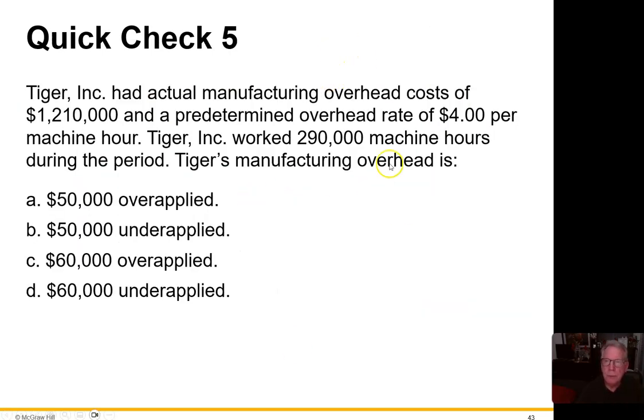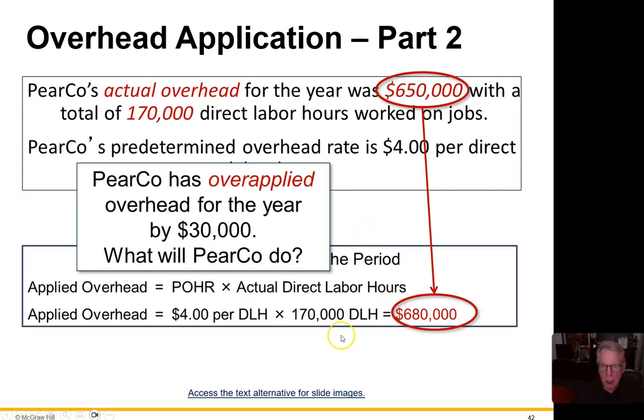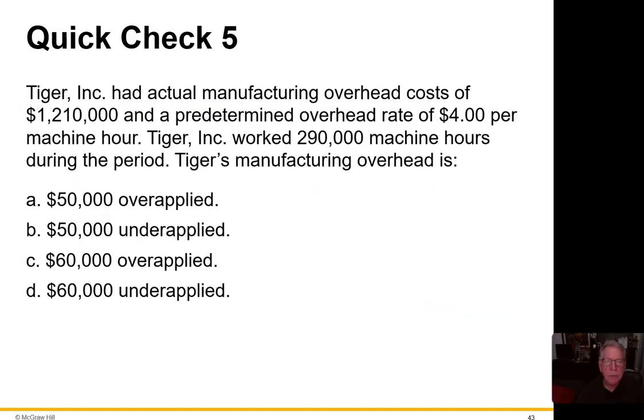Well, it doesn't show, but what we would do is debit our overhead account and credit cost of goods sold.